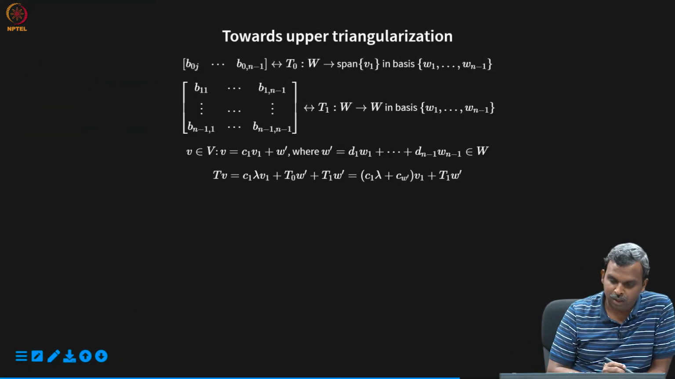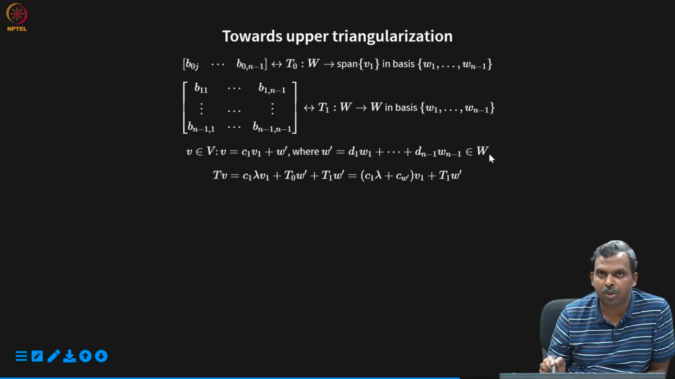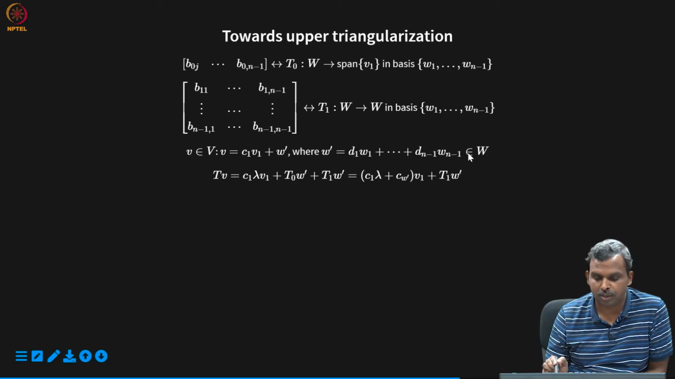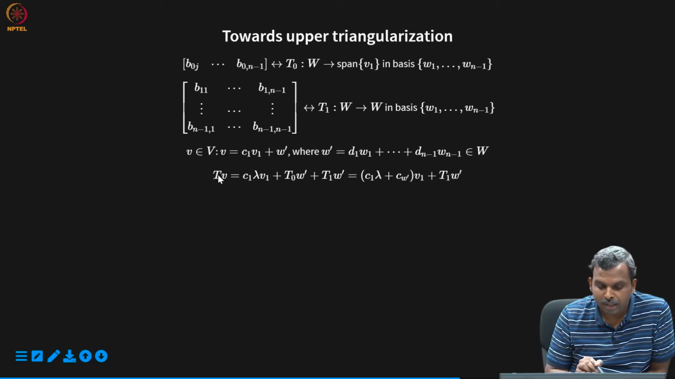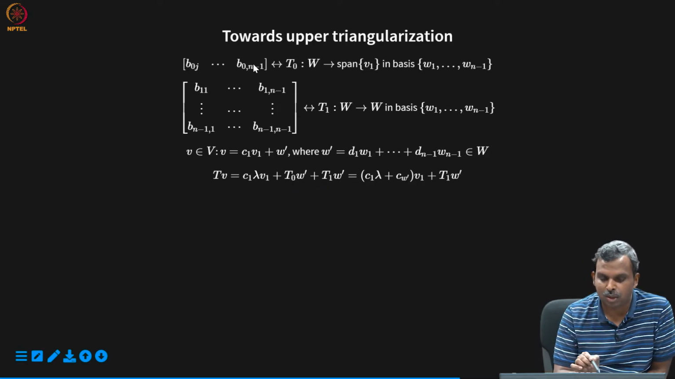Now what it lets me do is the following. Notice what has happened. If I take any vector v in V, that v can be written as V1 plus some W prime, where this W prime belongs to W. This we know, because these two form a direct sum. Now Tv is T times V1, that is lambda V1, plus TW prime. Now this TW prime one can write as T0 W prime plus T1 W prime. You can see that's what really happens here.